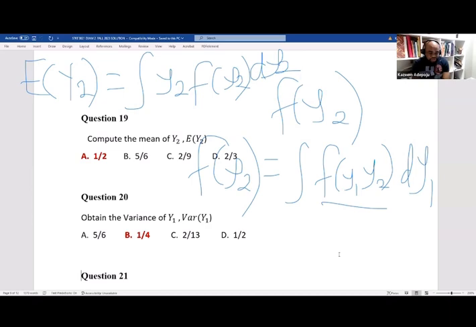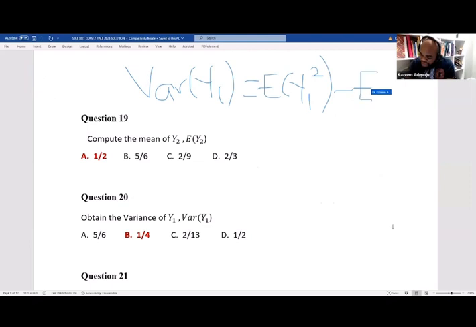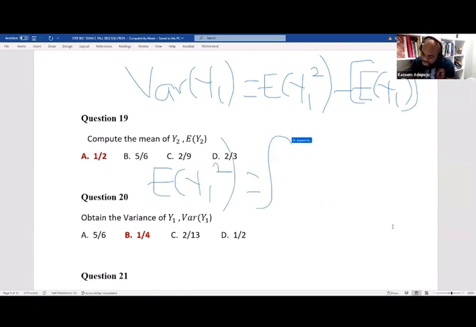Please take notes. Because of my time, I'm going to move on. If you want to get the variance of y1, it is the expected value of y1 squared minus the expected value of y1, all squared. And what is the expected value of y1 squared? It is the integral of y1 squared f of y1 dy1. Please take note.